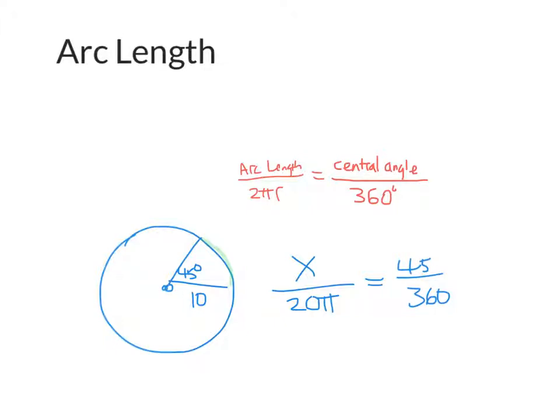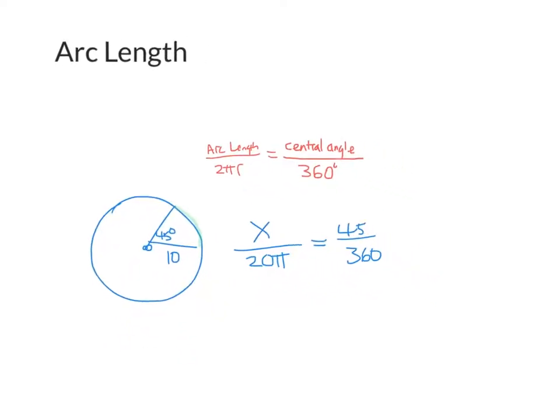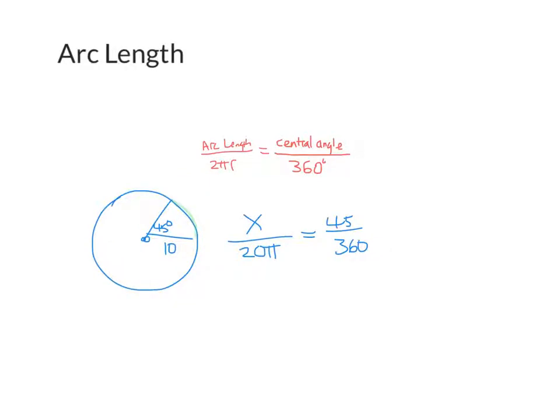Now, I will say, though, that we do have an opportunity before we do any cross multiplication here. We do have an opportunity to simplify this right here. So 45 over 360 reduces to 1 over 8. So we could hypothetically rewrite this as x over 20 pi equals 1/8.